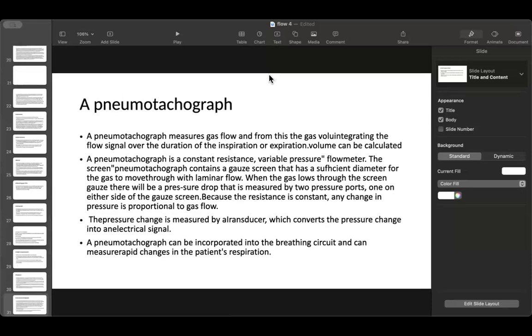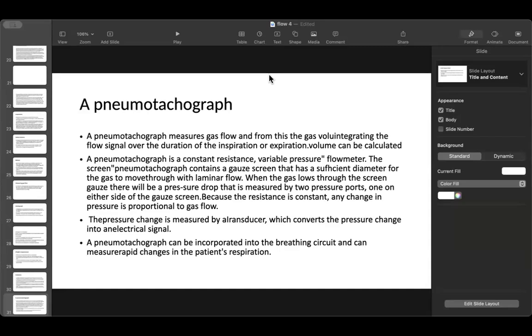Okay. The final thing that can be used is a pneumotachograph. A pneumotachograph measures gas flow. From this, the gas flow signal is integrated over the duration of inspiration and expiration, and this is then calculated.